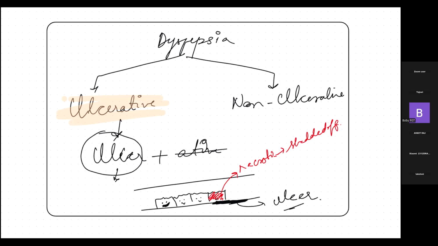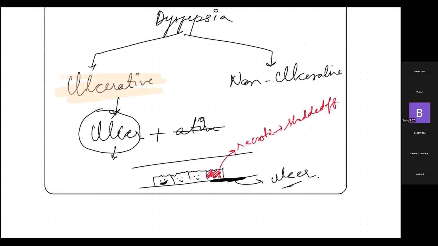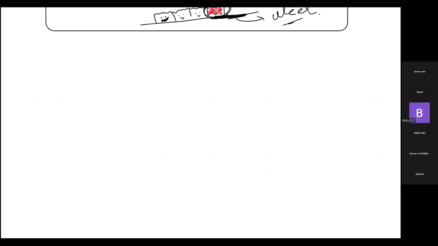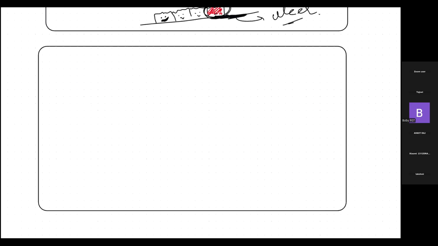What is an ulcer? An ulcer is a localized defect or excavation of the surface of an organ or any tissue, which is produced by shedding of the inflamed necrotic tissue. I hope it is clear what an ulcer is. So now let's see what ulcerative dyspepsia is, and later on we'll be seeing what non-ulcerative dyspepsia is.